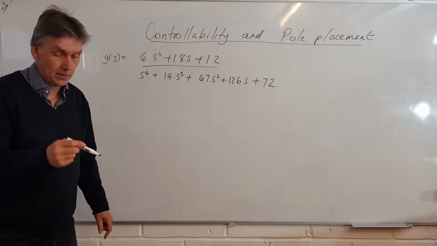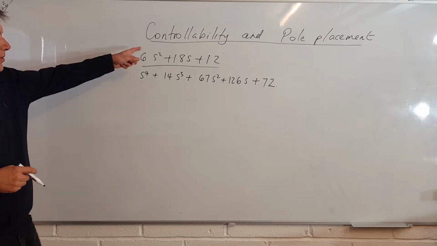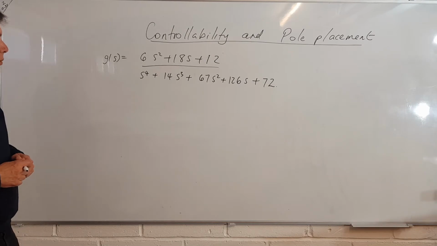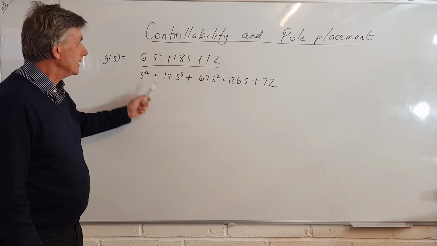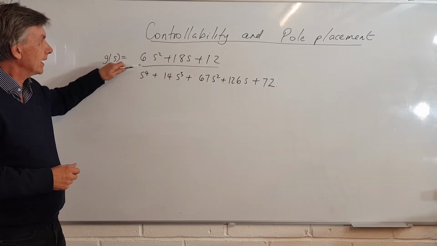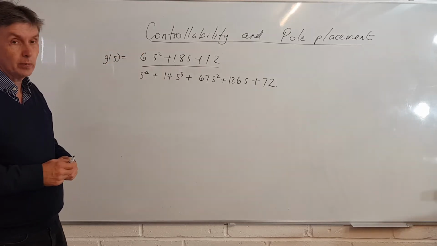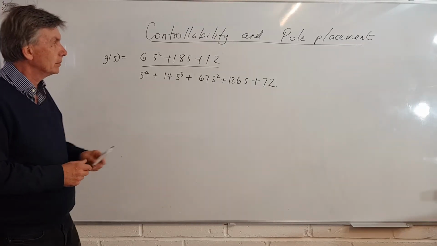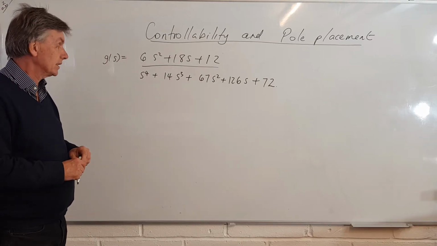Right, good evening. Today's lecture is on controllability and pole placement. And one of the issues that we can have with pole placement is that if we try and place a set of poles in a control system where there's a pole zero cancellation, in other words, there's an uncontrollable mode in the system, the pole placement algorithm doesn't work. So before we can carry out pole placement, we need to check the controllability of the system.